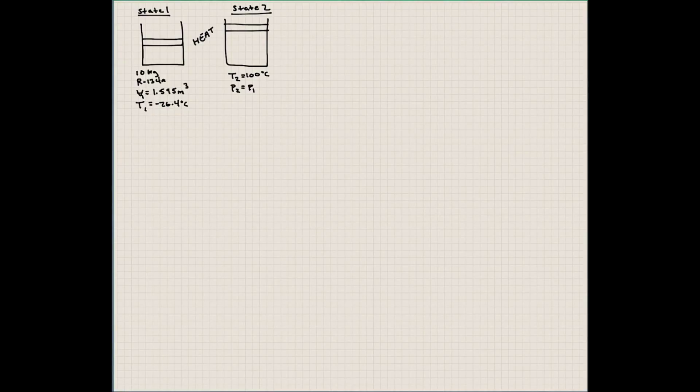This is the next problem I'm going to work. In this problem, we're considering a piston cylinder device, as opposed to the last problem, which was just a rigid tank. So what happens if our boundary can move? In our system, it is the R134A that's located in this volume. Both of these states.